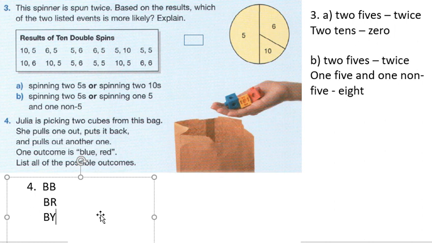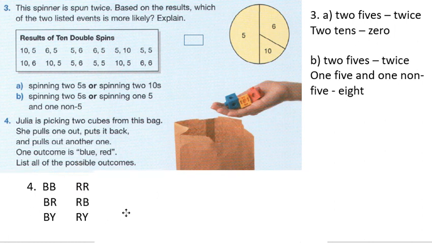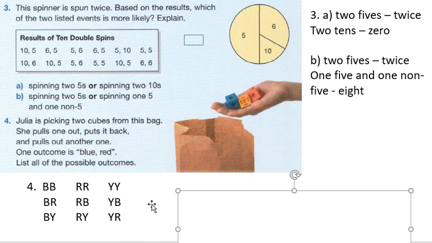There are no more. So now our next option would be all of the outcomes that start with red. So the first one, red, red. The next one would be red followed by a blue. The next one, red followed by a yellow. There are no other outcomes we can have there. And the last would be all the outcomes that start with a yellow. So yellow, yellow, yellow, blue, and yellow, red.